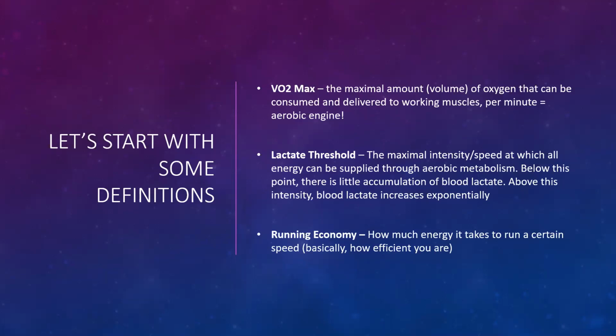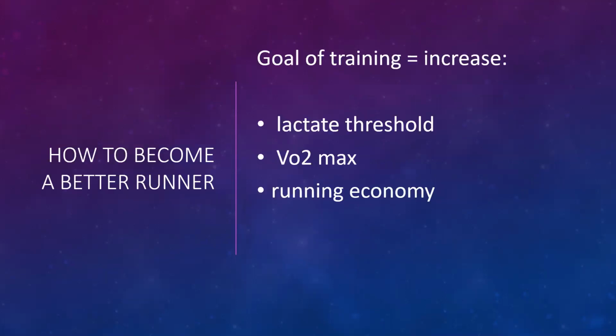And then running economy is how much energy it takes to run a pace. So basically, how efficient are you? You think of economy with cars, like miles per gallon; here it's liters of oxygen per kilometer. So the goal of training is to increase lactate threshold, VO2 max, and running economy. These are the three things that go into making an athlete run better, faster, harder, stronger.